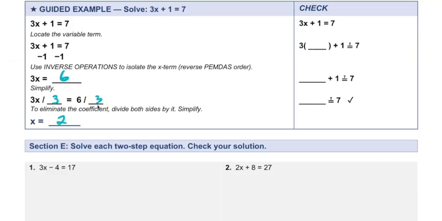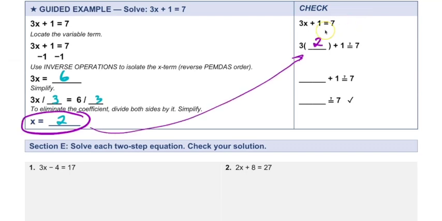Like that. Then we could check our work. Remember, the way you check your work is you just plug in the solution. So I'm substituting x equals 2 right there. 3 times 2 is 6. 6 plus 1 is 6. Oops, sorry. 6 plus 1 is 7. So it does work out. So 7. Okay, so that's the idea.